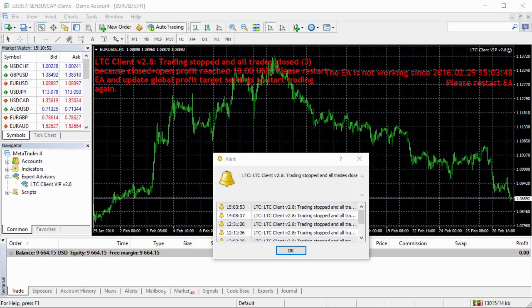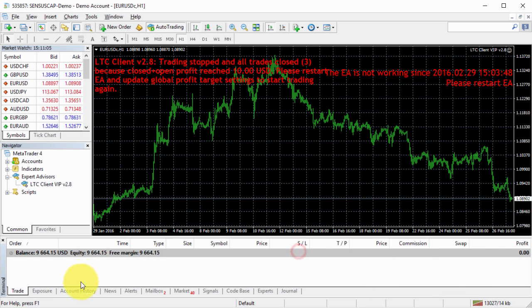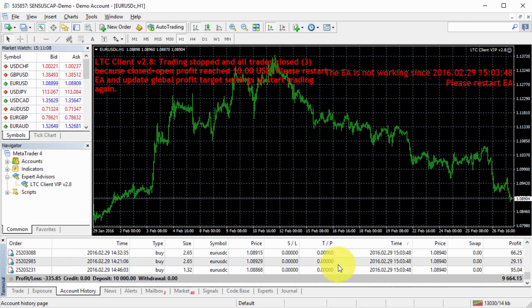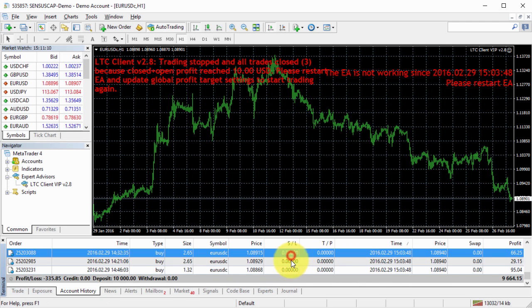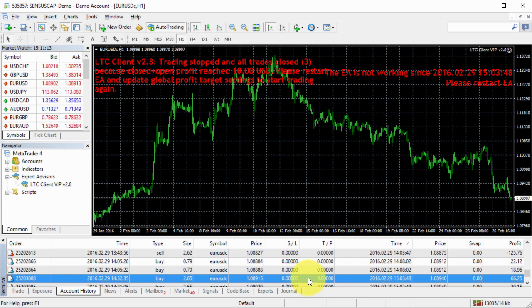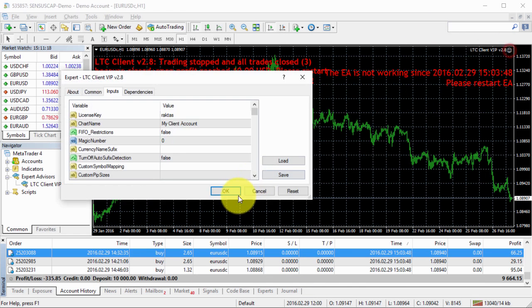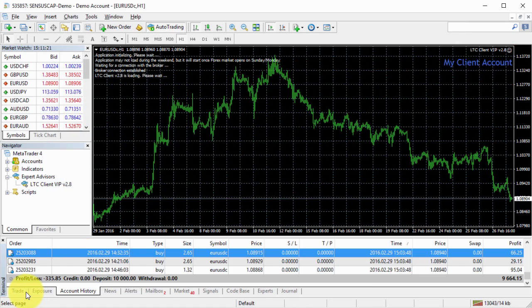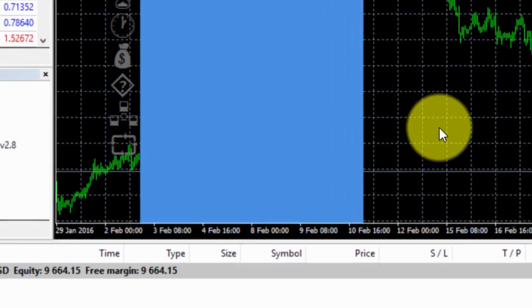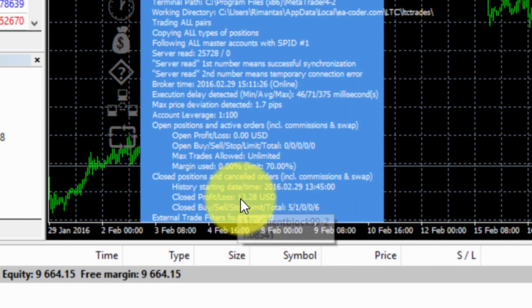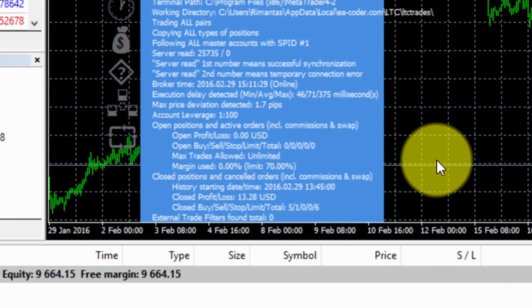Okay, so we have stopped, and EA closed three positions and stopped copy trading until human intervention. Let's take a look at the closed trades. So we have 1, 2, and 3 trades closed. So now if I restart the EA, it should give us closed profit and loss of $13 at the moment.